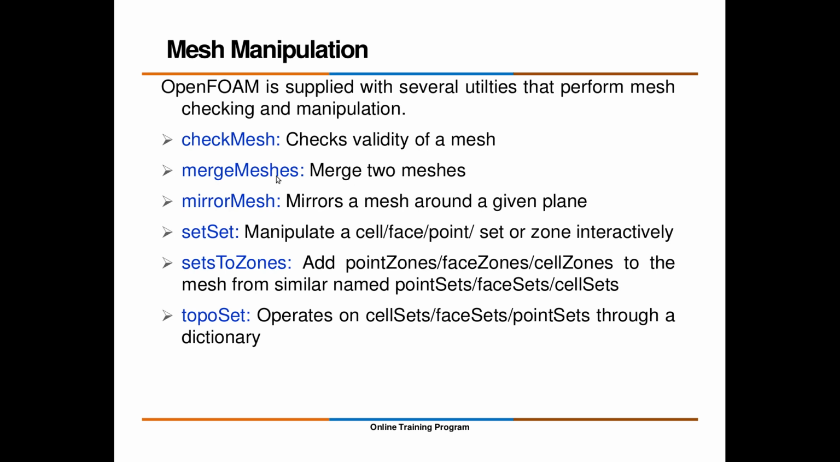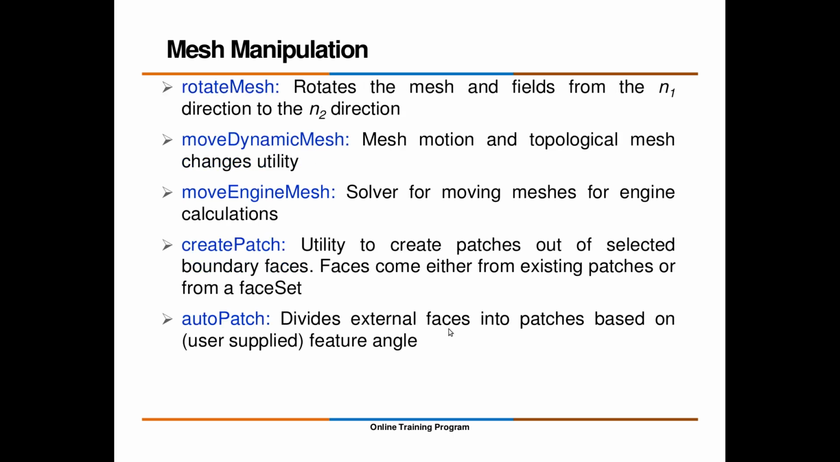Merge mesh, you can merge different meshes. You can mirror the mesh. Set is a mesh manipulation utility; it gives you the idea of how to create different zones. Set to zone, topoSet, all these are utilities to manipulate the mesh. Rotate mesh, move dynamic mesh, move engine mesh, create patch, auto patch, all these facilities are available to manipulate the mesh you created. If these utilities were not available, then you would have to go back to the mesher, modify it and come back here.